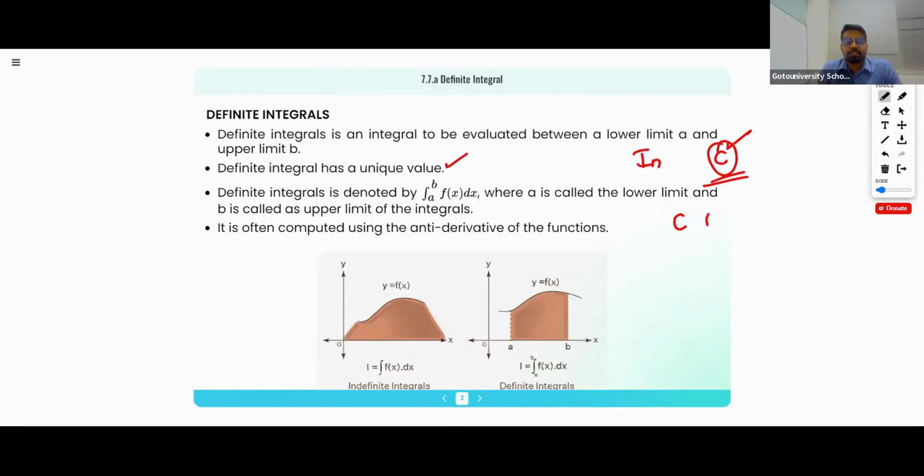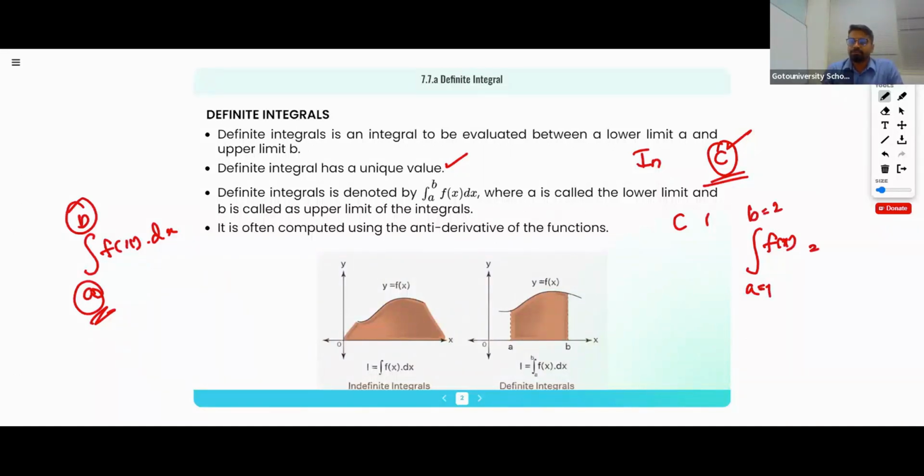A definite integral is denoted by the integral sign, and whenever you have numbers like this, that means it is the limit. What a and b indicate is the value of x from a to b. For example, if I have the integral of f of x from a to b, let a be 1 and b be 2, and let me take the function as x square, which is a parabolic function, and the value of x is 1 to 2.